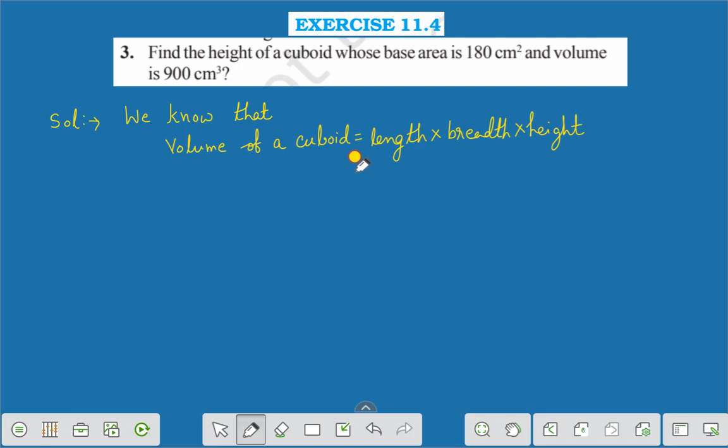And we also know that length into breadth is base area. So base area into height is equal to the volume of the cuboid, right? Now the volume of the cuboid is given as 900 cubic centimeter, therefore 900 is equal to base area, which is 180 centimeter square, into height.